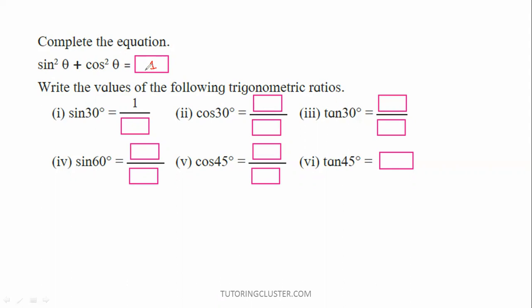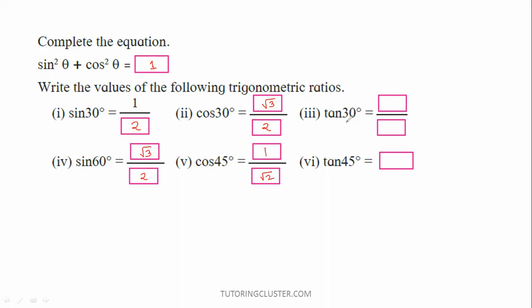Okay. Now write the values of the following trigonometric ratios. So sine 30 degrees. What is sine 30? It is 1 by 2. Now cos 30 degrees is nothing but root 3 by 2. Okay. Now sine 60. What is sine 60? It is root 3 by 2. Cos 45 degrees is 1 upon root 2.